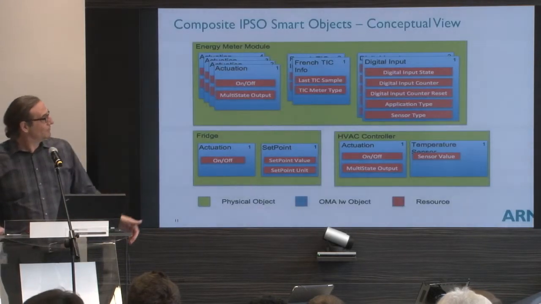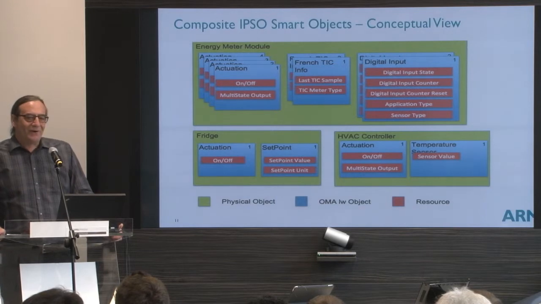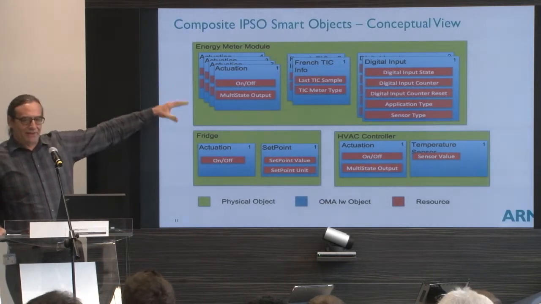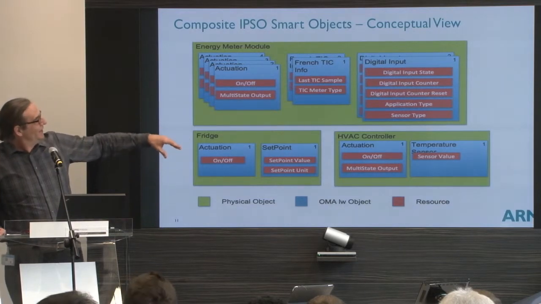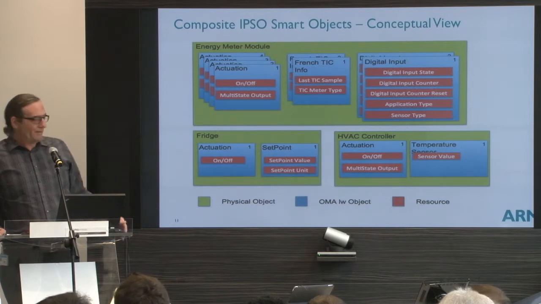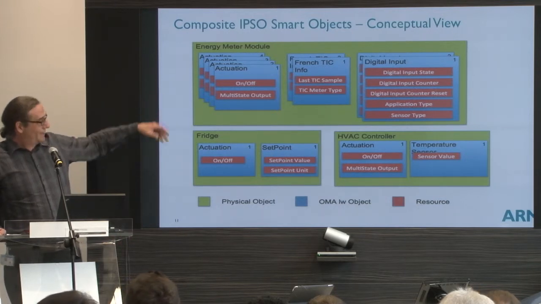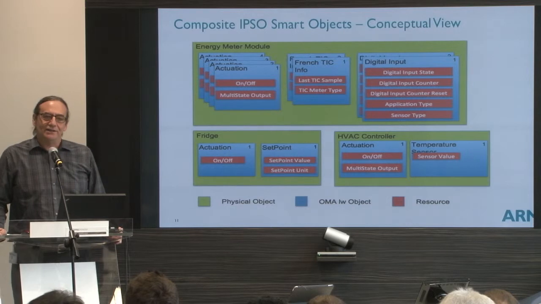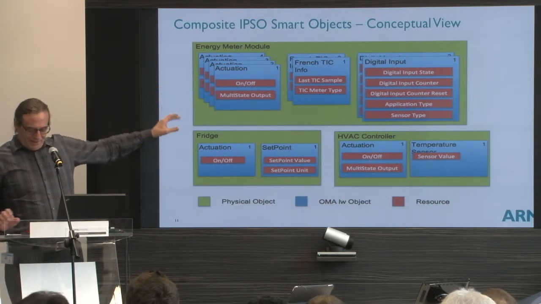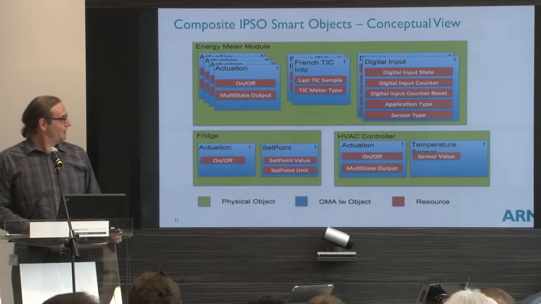Now, this is what a composite smart object might look like, just a sketch. You might have some actuators, you might have some special objects, you might have some IOs, and that makes a module. That's basically like a model of a high-level appliance or something like that. There's more to it than that, but that's the concept that we want to implement.